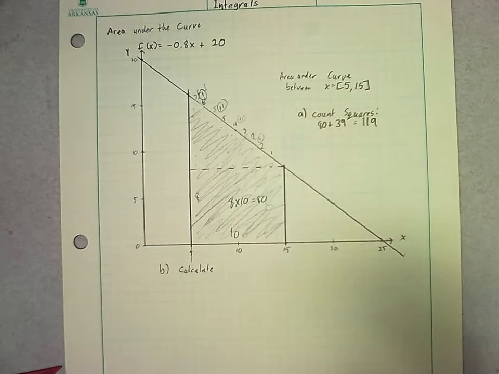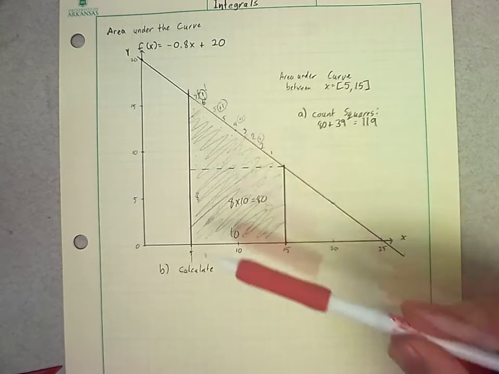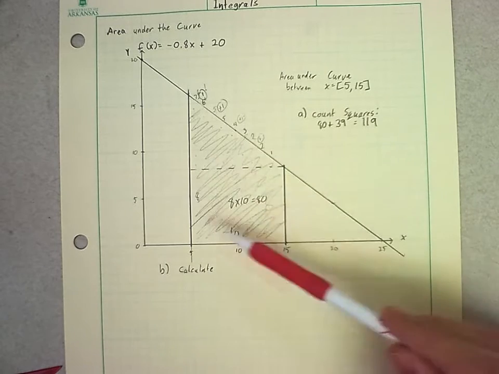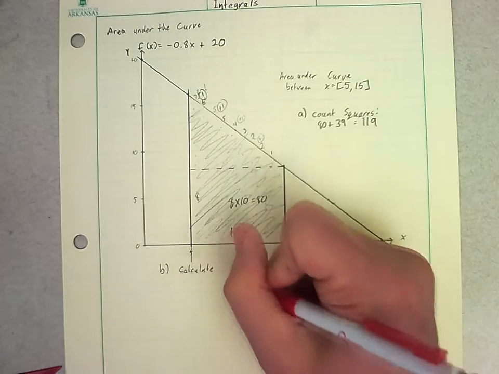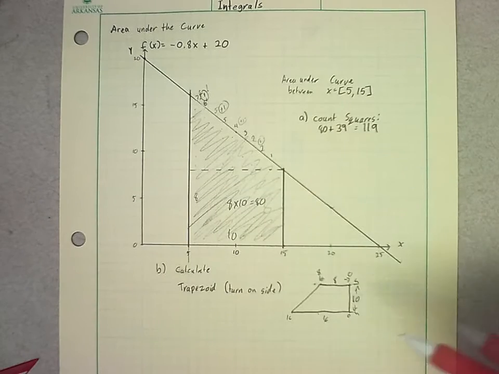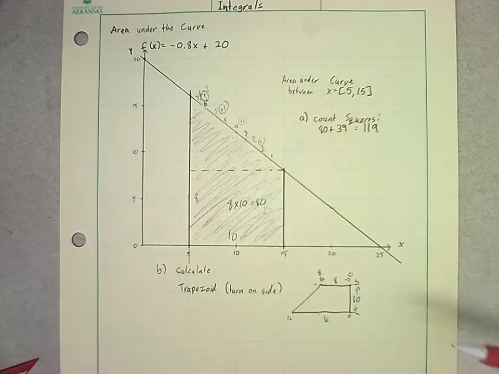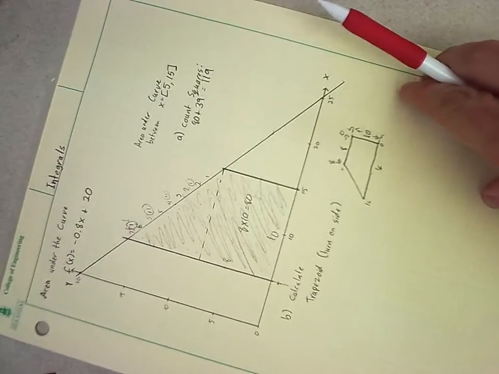But just counting up the squares is not really a scientific method of doing things, so maybe that's not the best way we want to do that. In this case, we can calculate a more accurate result because this is a nice little shape, as we said before. It looks like a trapezoid. So part B wants us to actually calculate more accurately what the area under that curve is. If we look at it as a trapezoid and turn it on its side, we've essentially tilted it that way.